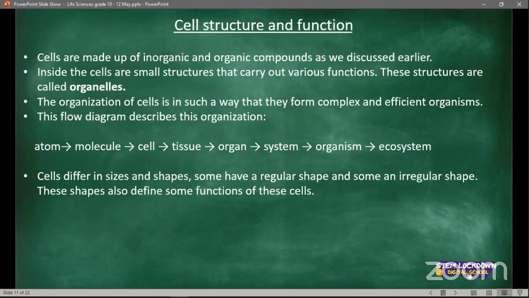Now we know that cells differ in sizes and shapes. So some have a regular shape and some an irregular shape. Now these shapes and sizes define the functions, or some of these functions, of the cells, all right? So these shapes also define some of these functions that the cells have or do.